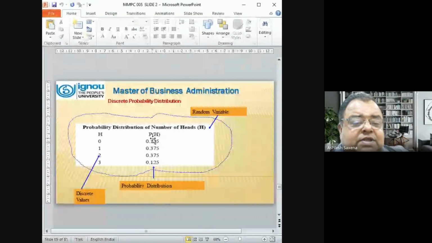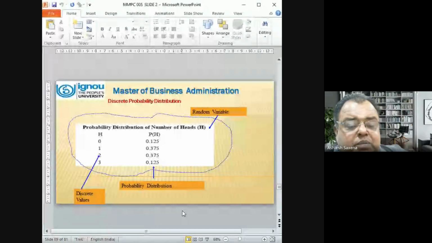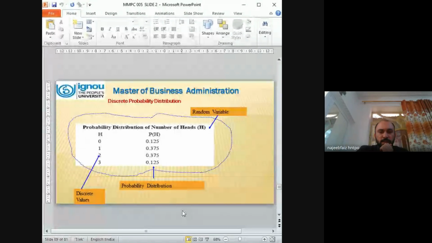I request everyone to tell me the sum of these numbers. What is the sum of these numbers? Any one of you, sum of these numbers. I'm audible? Yes, you. Sir, it is equal to 1.